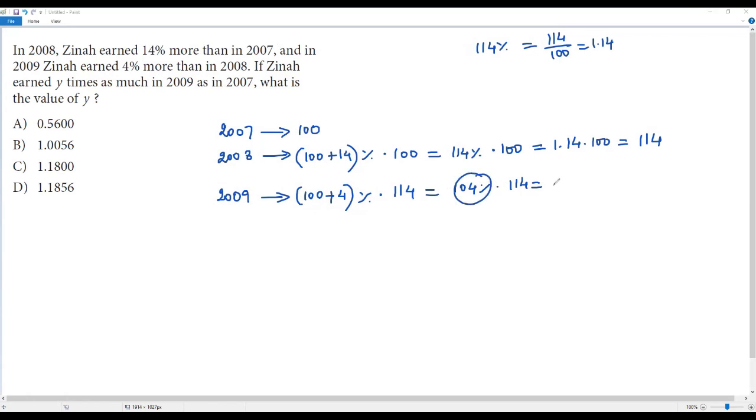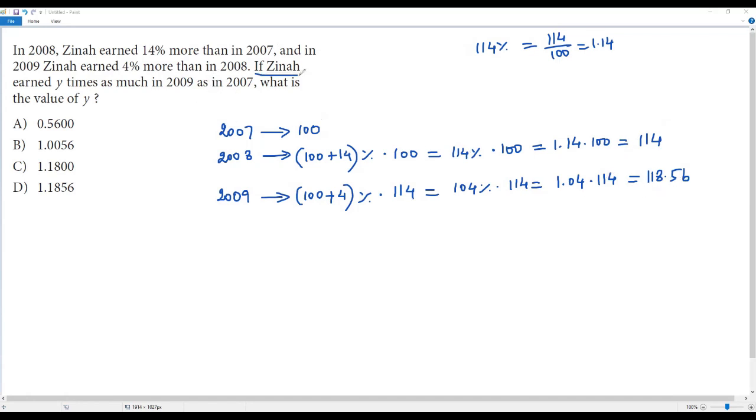The decimal form of 104% is 1.04, times 114. When I multiply these two numbers, I am getting 118.56. Here we have assumed 100 as the earning for 2007. According to this assumption, for 2008 we got the earning 114, and for 2009 we got the earning 118.56.